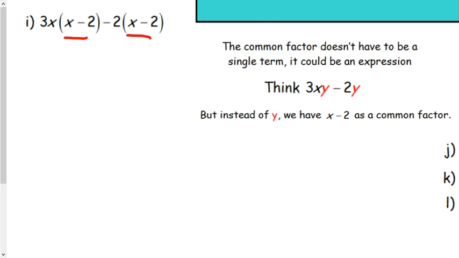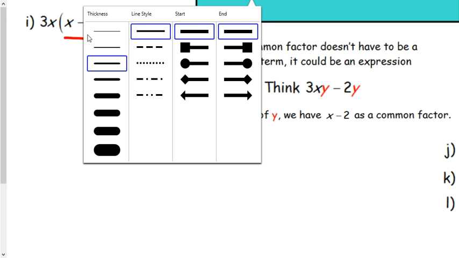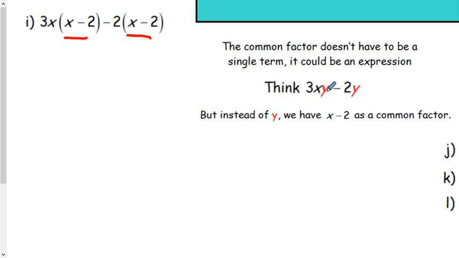So if you think about 3xy minus 2y, you would say, oh, I can factor out a y out of both of them. And that leaves me with 3x minus 2. I can divide that y out of both of them. But what if y wasn't just y? What if y was replaced by x minus 2, just like we have up here? Well, we could factor out that entire thing.